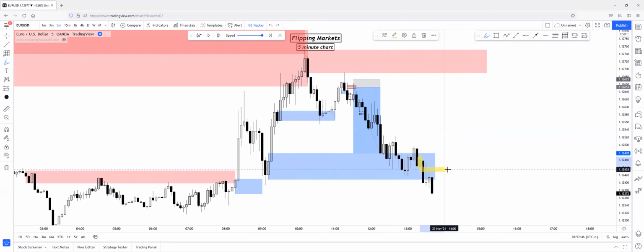So the zone that has been created, the last demand zone break, has been already mitigated. So we will have to find another zone. Maybe price will reverse from this point. Price has a great chance to reverse from this point to collect all of this liquidity, because as you can see, we have a huge liquidity trend line here.